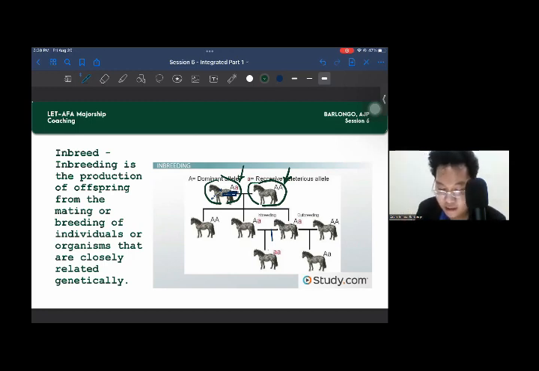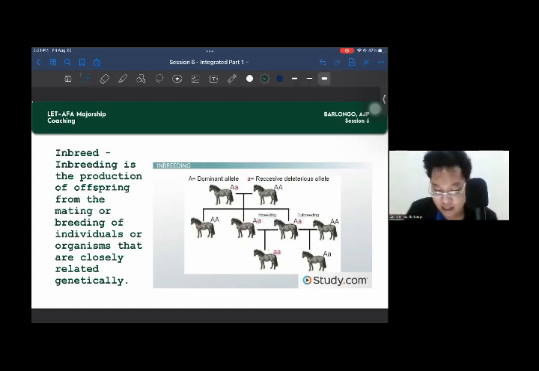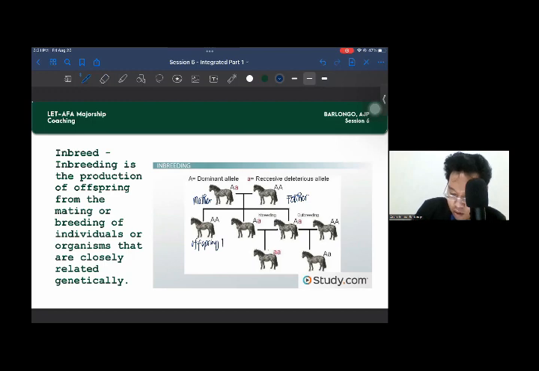Kung titignan nyo pati, another clue here, kapag hindi tayo sa genotype magbe-base, ayan, closely related organism. So this is the mother. Sige, i-label natin sila. And blue. This is the mother. Ito yung father. Kasi ito yung mga anak nila. So this is offspring 1. So it means magkakapatid tong mga to. Offspring 2.